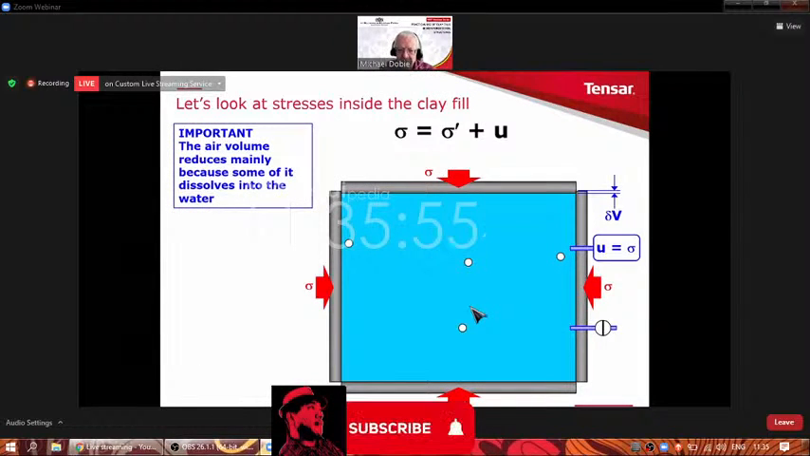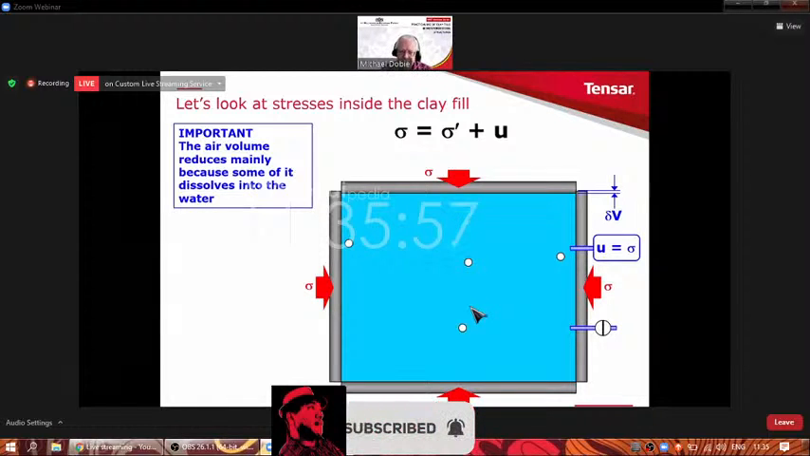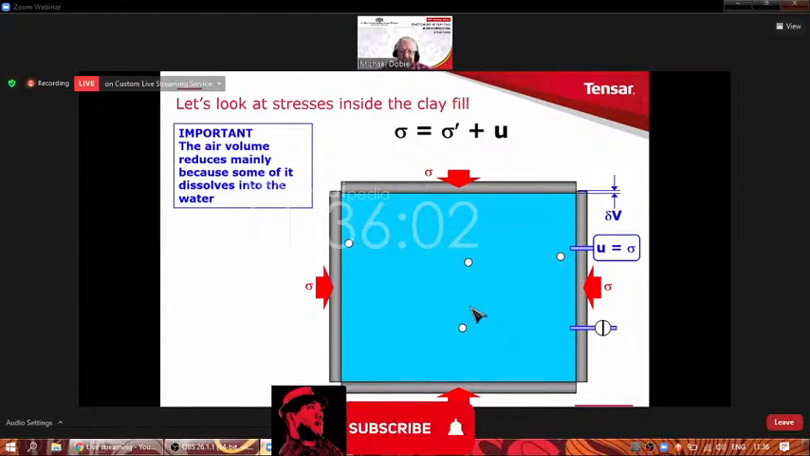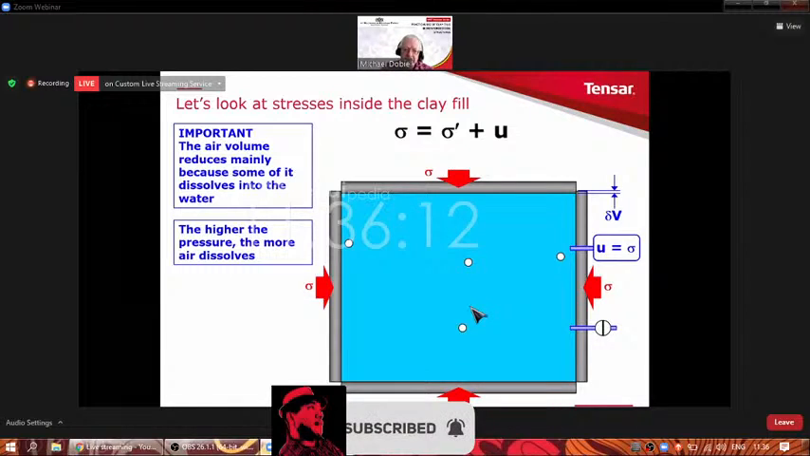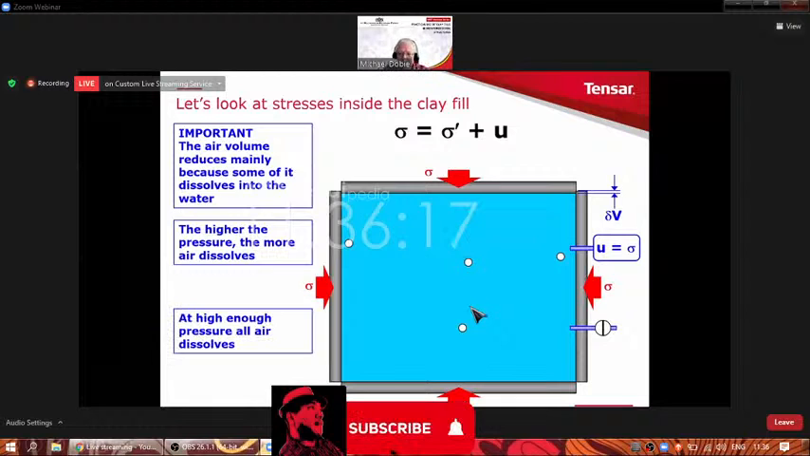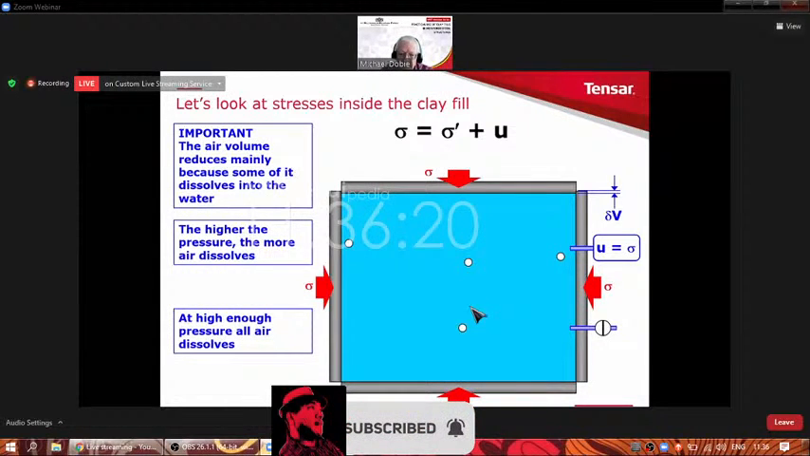One thing also to note about this system is that when we get that reduction in the volume of the air bubbles, it's partly caused by air going into solution. And if we increase the pressure more and more, then more and more of the air dissolves. In fact, eventually, if we go to a very high pressure, the air dissolves completely. In other words, it's no longer present as free air, and we then return to the fully saturated condition. That would be at high pressures.